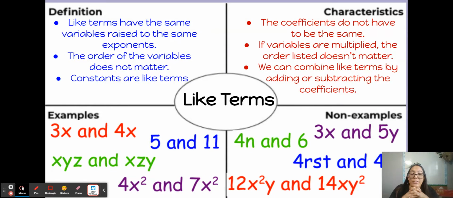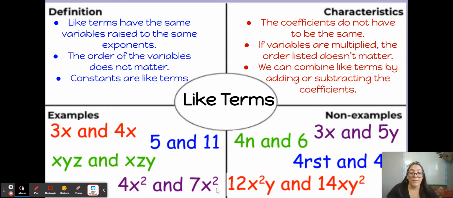Okay, so characteristics. The coefficients do not have to be the same. If variables are multiplied, the order listed doesn't matter. And we can combine like terms by adding or subtracting the coefficients. So here are some examples of like terms. 3x and 4x. They have the same variable raised to the same power, which is 1. 5 and 11, they're constants. They're like terms. I can bring them together. I can add them together. If you had a term like xyz and xyz, you could add those together.